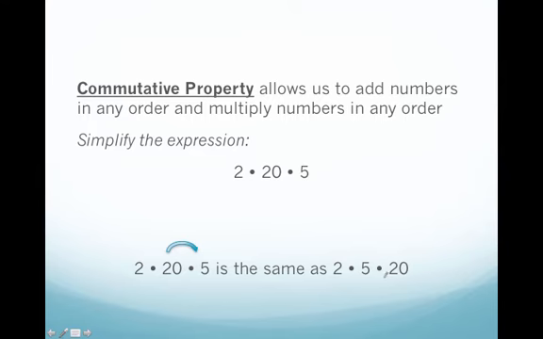We can also use this for addition. If we had 2 plus 5 plus 20, we could move those numbers around as well. One way to remember that might be to think about commutative or commuting when we're going on a bus or a train or a plane. We're moving back and forth. So that's the commutative property.